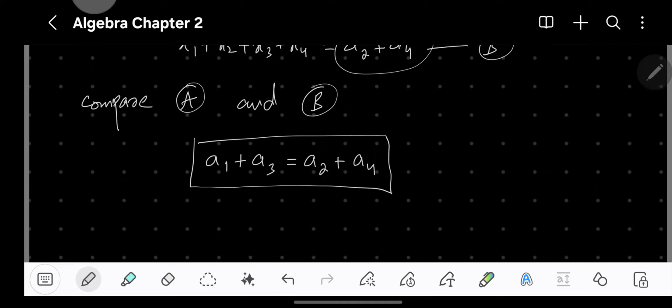Because a1, a2, a3 and a4 are not given, we cannot find their value, but still we can find the relation between them, and this is the relation between them.